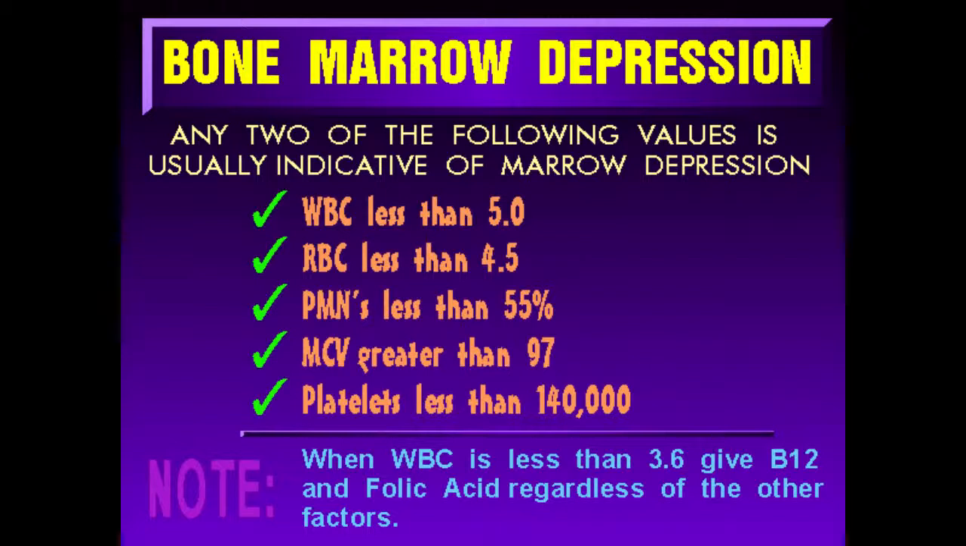Now there is an exception to this rule. If the white count is less than 3.6, and there is no additional factor below normal, as mentioned, then consider this early marrow depression and commence folic acid and vitamin B12 therapy immediately.